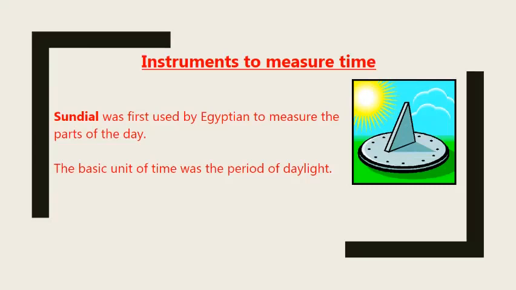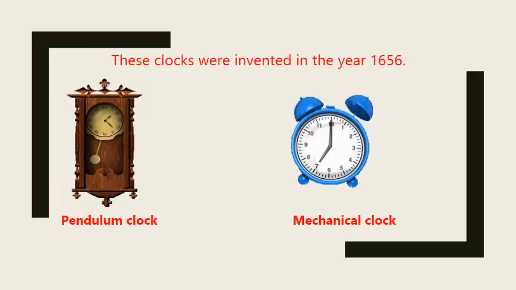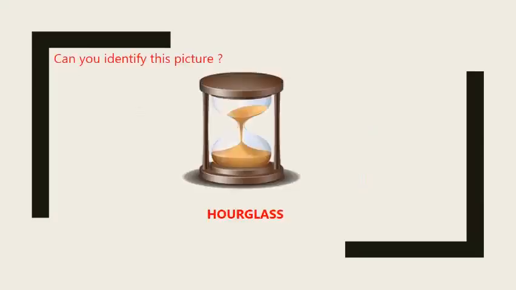parts of the day. Later on, water clocks, oil lamps and hourglass were used to measure time. These instruments marked the passing of 1 hour with the movements of water, oil and sand. When technology advanced further, the pendulum clock and mechanical clock were invented in 1656.